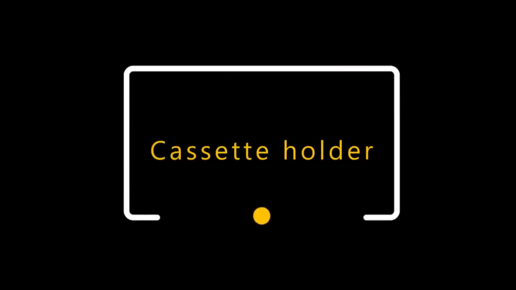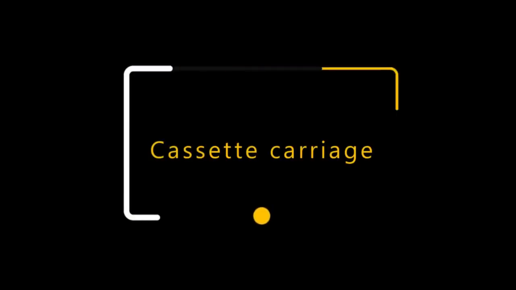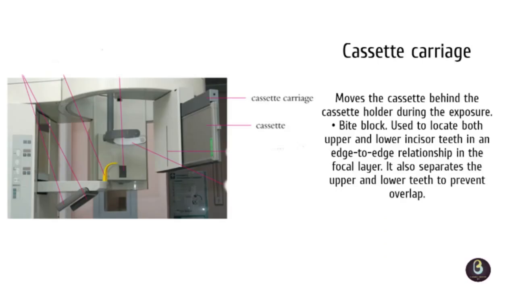Cassette holder has a metal sheet at the front that prevents scattered X-ray photons reaching the cassette, which would otherwise degrade the image. There is a narrow vertical slot in the holder directly opposite the X-ray source. This ensures that only a small amount of the film is exposed at one time. Cassette carriage moves the cassette behind the cassette holder during the exposure.